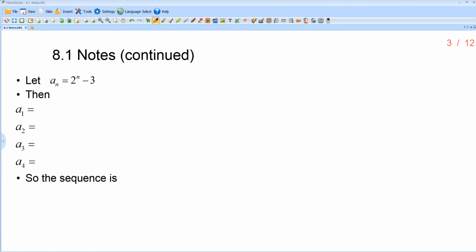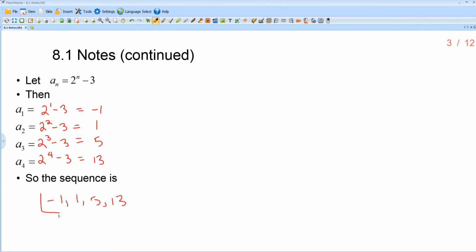All right, so if we try another one, now we have something that's more exponential or geometric, as we're going to learn about later. So we have 2 to the first minus 3, 2 to the second minus 3, 2 to the third minus 3, and 2 to the fourth minus 3. So here we're going to get negative 1, positive 1, positive 5, and positive 13. So we'll have negative 1, 1, 5, 13.